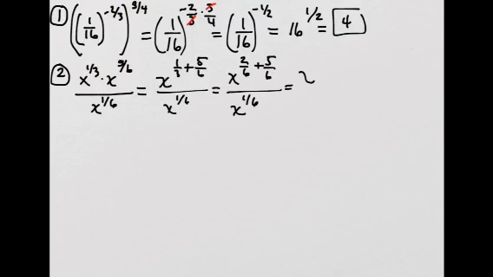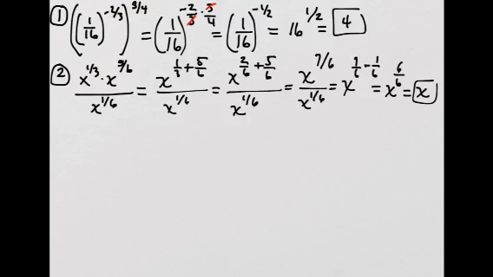So I've got x to the 7/6 over x to the 1/6, and then when you're dividing, you subtract the powers, right? So this is x to the 7/6 minus 1/6, so that's x to the 6/6, which is x, because it's x to the first.